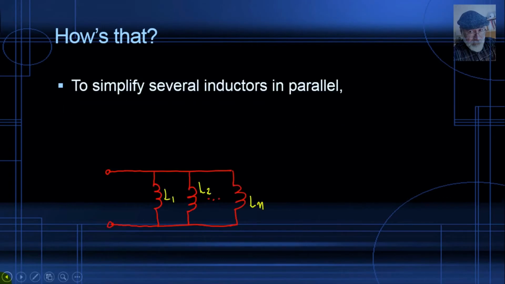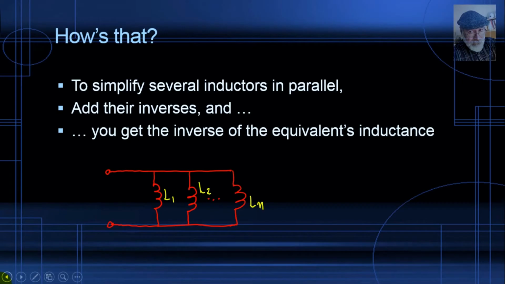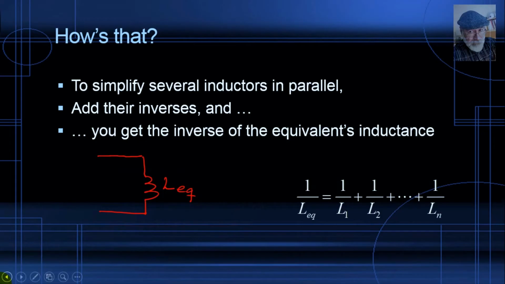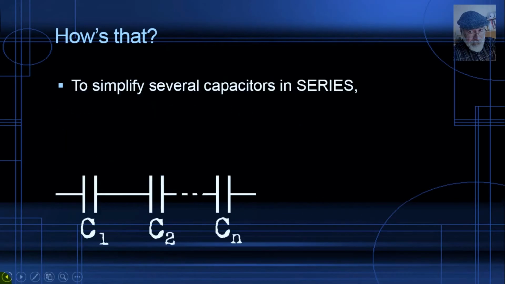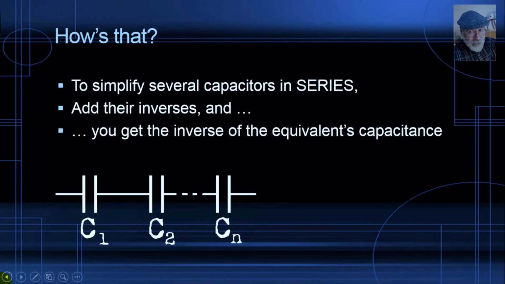Again, for inductors too, inductors in parallel, you can substitute them by a single equivalent inductor whose value is obtained like this. Add up the inverses of the original inductors in parallel and you get the inverse of the equivalent inductance that you need to connect between nodes A and B as a replacement. And finally, to simplify several capacitors in series, you just add their inverses and get the inverse of the equivalent capacitance, like this, right?